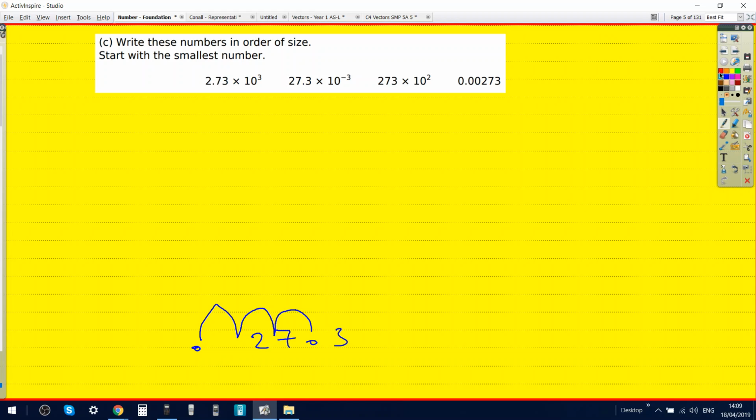And then you fill in the blanks. So what's that going to be? So that would be 1, 2, 3. So the decimal point moved back 3 places. So that makes it minus 3. Like the power is minus 3. So with this one, 2.7, 1, 2, 3. They're both the same.